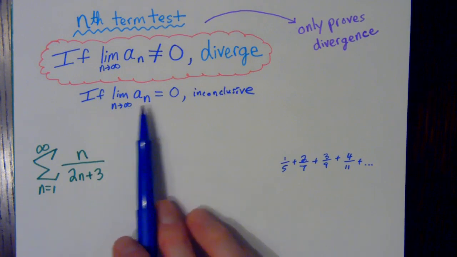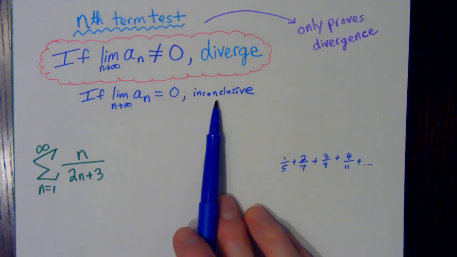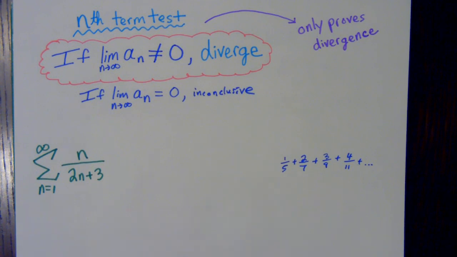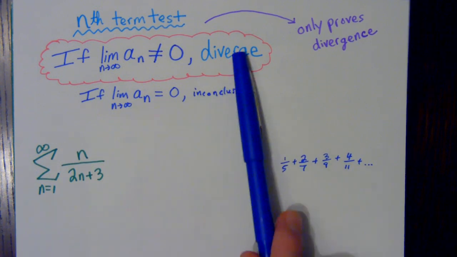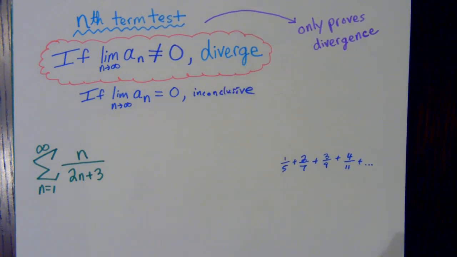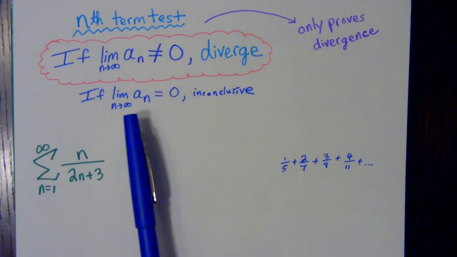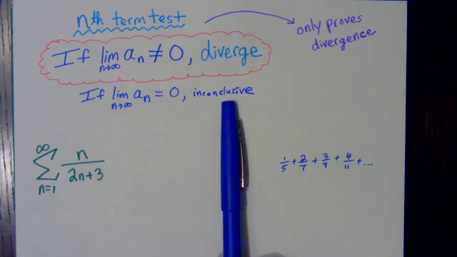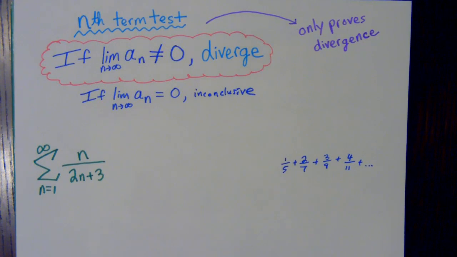If you get that limit is equal to 0, that means the test is actually inconclusive. It would be nice if it did both, right? It tells you converge or diverge, like that geometric series test told us one or the other. But if you do this limit and you get 0, that's inconclusive. Inconclusive means you don't know squat. You can't use the nth term test. You've got to go back and choose something else. You don't know whether it converges or diverges.